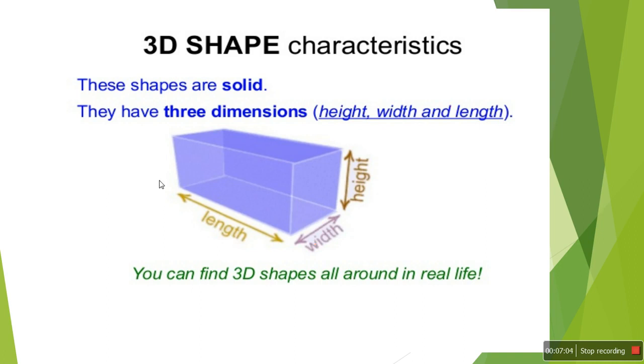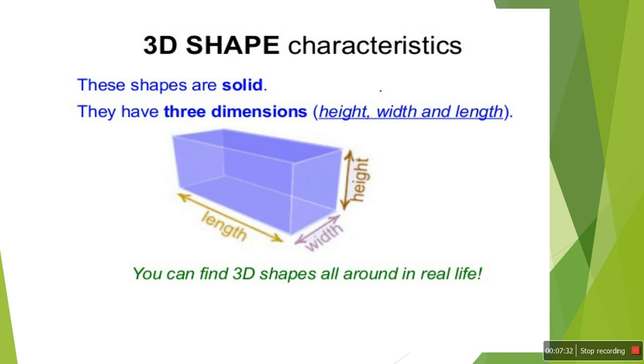Now let me introduce 3D shapes. So here we will find some difference. If we talk about 2D shapes, we have studied width and length. But in 3D shapes, there is one more dimension, that is height. How many dimensions are there? 1, 2, 3. That's why these kinds of shapes are called 3D shapes, because there are 3 dimensions.